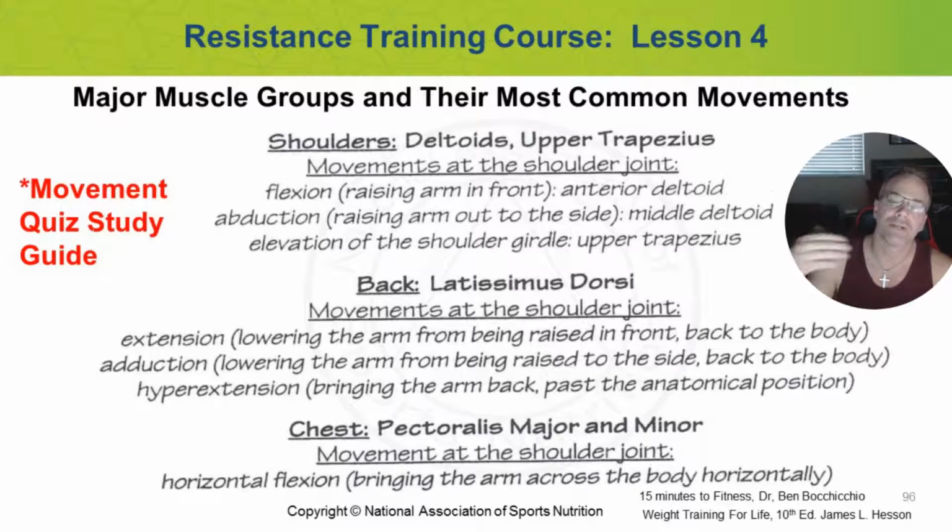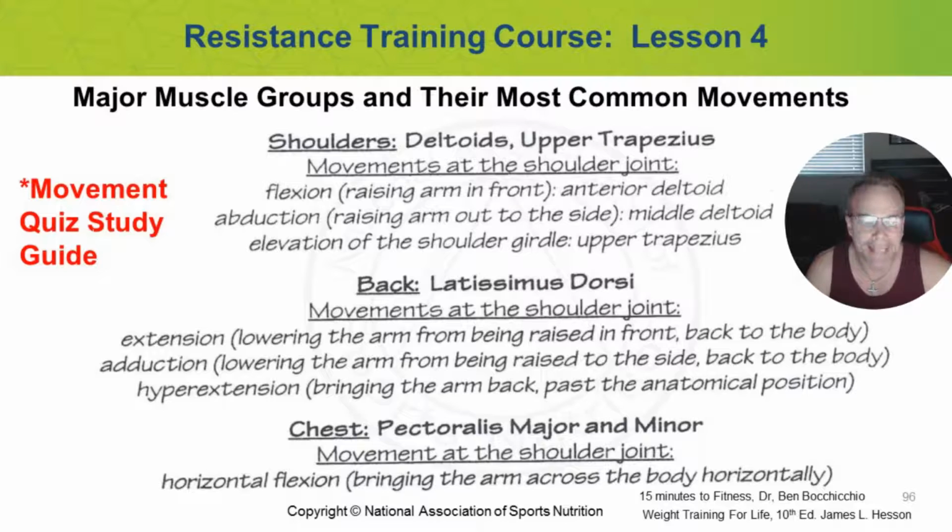Right? Anterior is the front part of it. The middle deltoid is the side part of it. Elevation of the shoulder girdle is the trapezius. Elevation of the shoulder girdle, right? The sliding of that shoulder blade up.